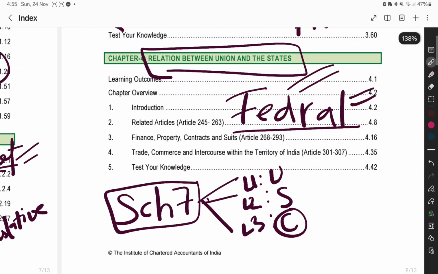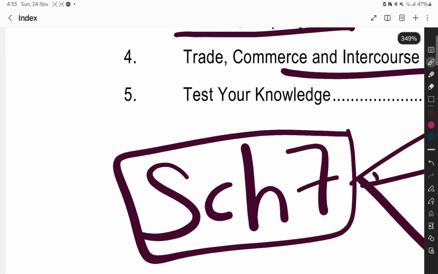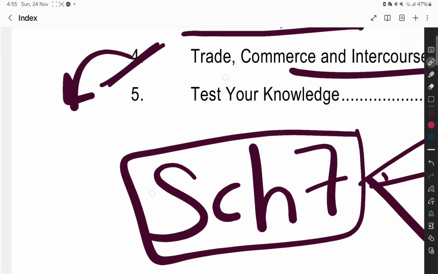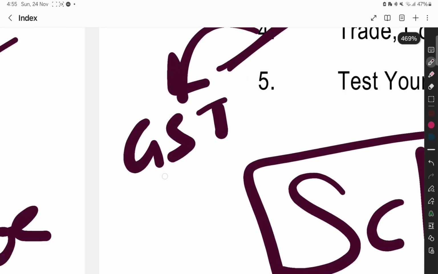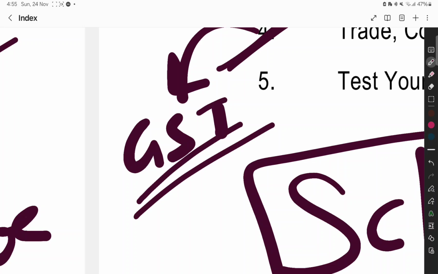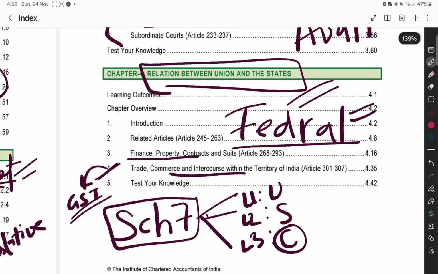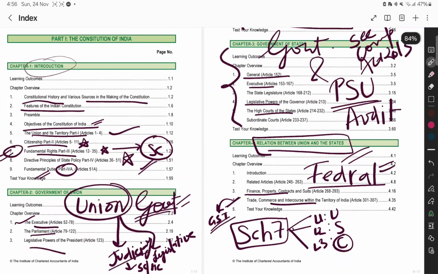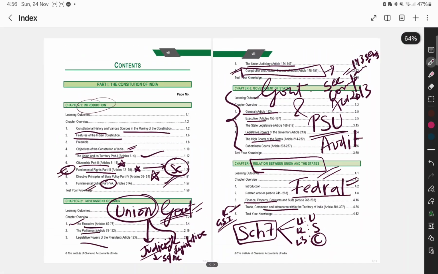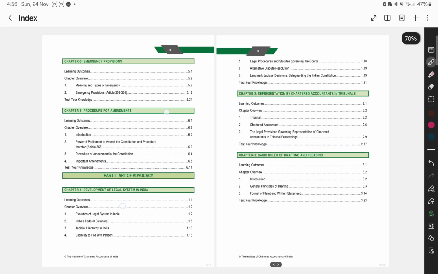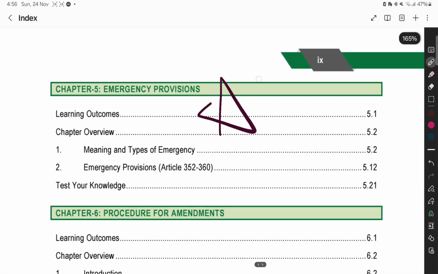So in this we discuss finance, property and contract, suits, and trade and commerce and intercourse between the territory, which is the most important one, on the basis of which GST has been implemented. The Goods and Services Tax Act has been implemented on the basis of this, and their functions. Okay, next, emergency, the most important topic, emergency provisions.